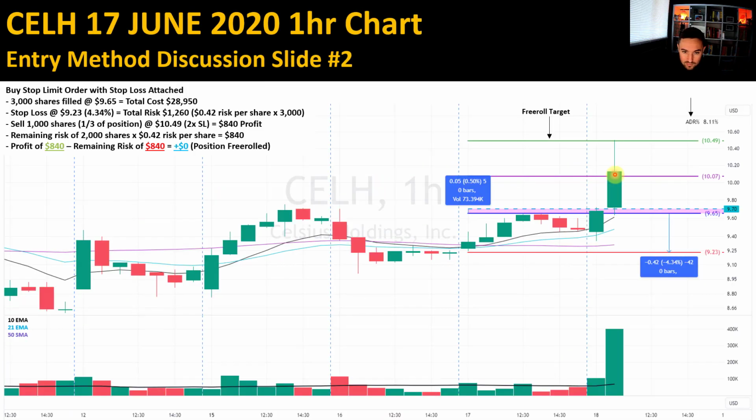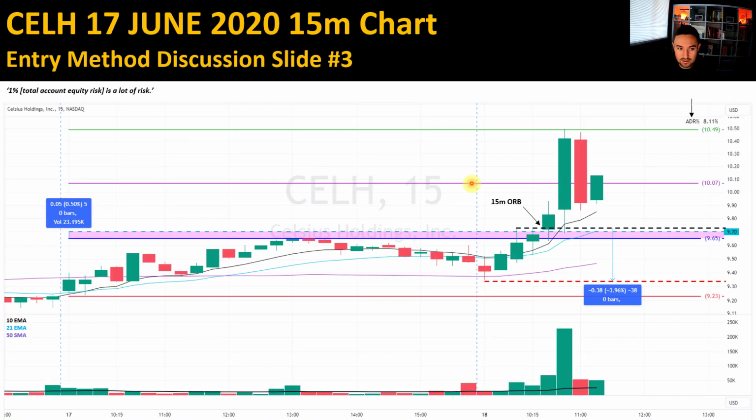Okay. Let's take a look. So if our free roll target was here at 10.47, that would be 2 times the initial stop loss. So this would be the buy stop limit order. You can pause the video and read all of this out. I'm not going to do it again and again, basically to save my voice and to save you listening to me. But here's the math if you want to pause the video and take a look at that.